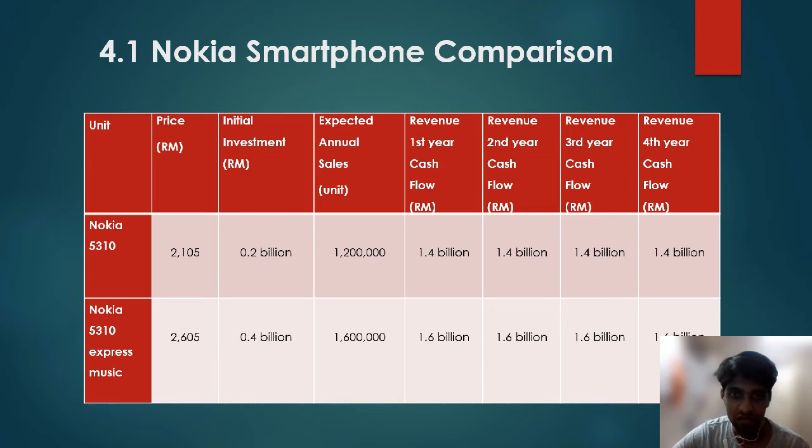Next, for the Nokia 5310 Express Music, the revenue for the first year cash flow will be 1.6 billion, followed by the second year cash flow at 1.6 billion too. For the third year, the cash flow will also be 1.6 billion, and for the fourth year it is also the same at 1.6 billion for Nokia 5310 Express Music.